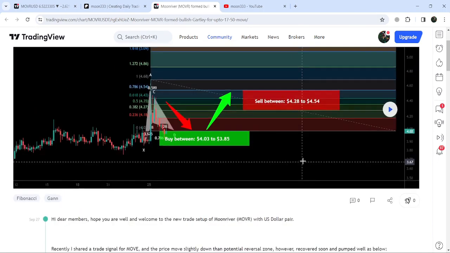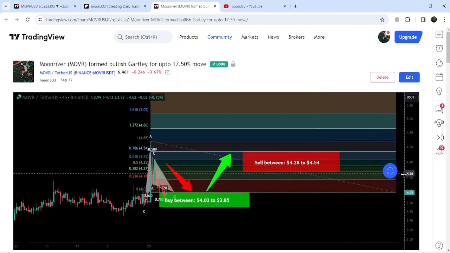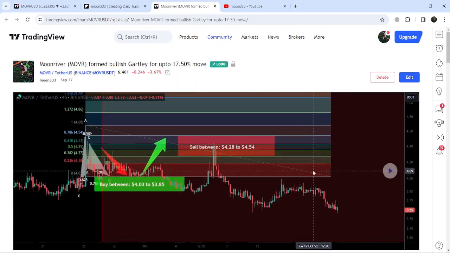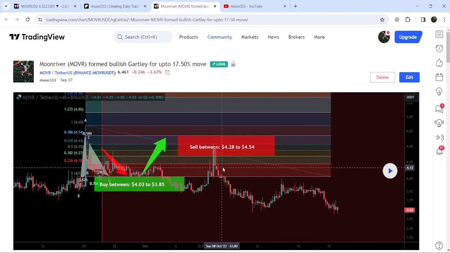And now if I play this chart, then you can see that the price line started a very nice reversal from this buying zone. And first it reached the sell target zone here. Then again moved down into the same buying zone. Then we had another pump. And this was almost a 15% pump, only on this 4-hour time frame chart.